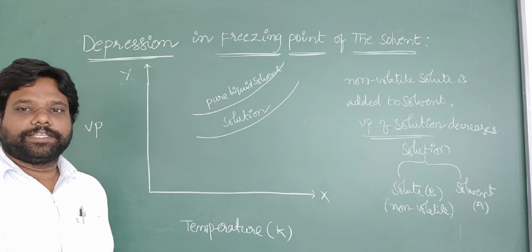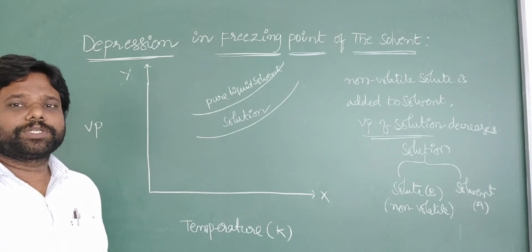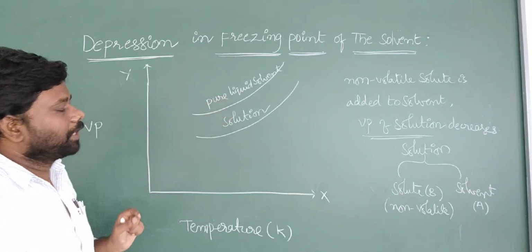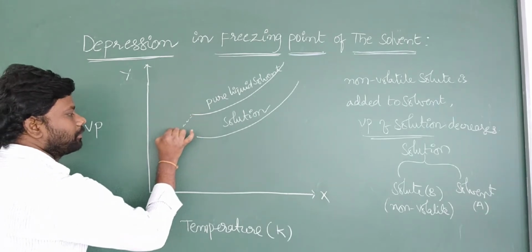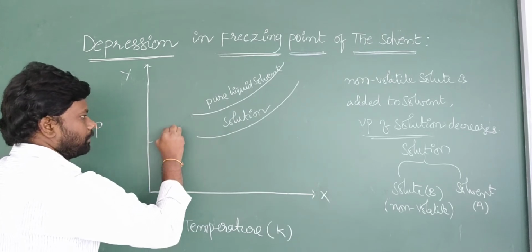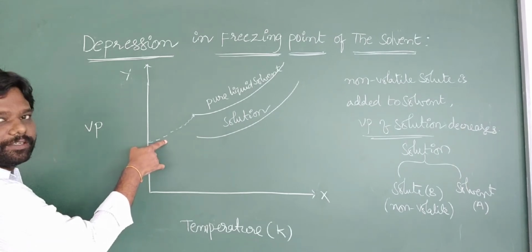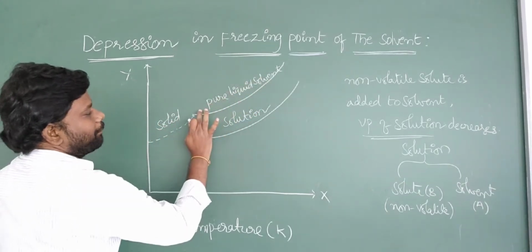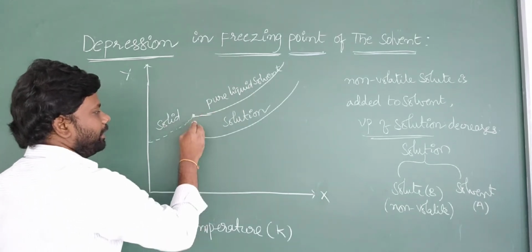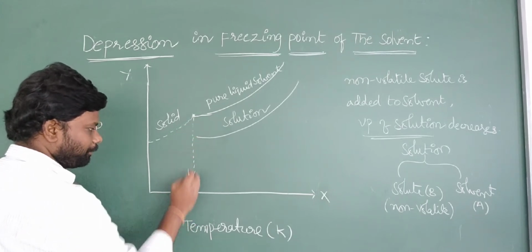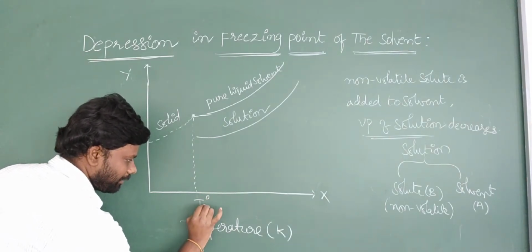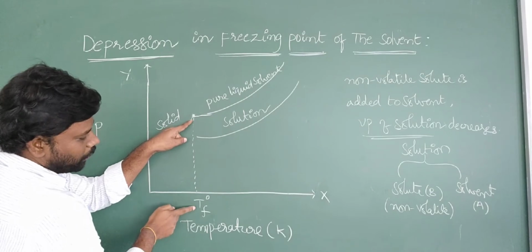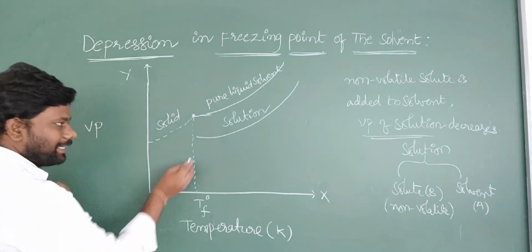What is the freezing point? The temperature at which the vapor pressure of the liquid becomes equal to the vapor pressure of the solid. This line indicates the vapor pressure of the solid, which is equal to the vapor pressure of the pure liquid solvent. This point indicates the freezing point of the pure solvent, denoted by T naught F. This line can be extended like this.